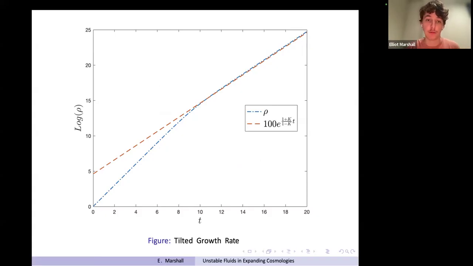Will have some sort of tilt. And then in orange, this is the homogeneous tilted growth rate that you get from the homogeneous equations. And what you see very quickly is that our numerical solution rapidly approaches this homogeneous growth rate. So that really suggests that our numerical solution at late times is being dominated by this tilted ODE behavior.